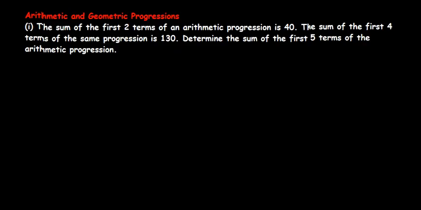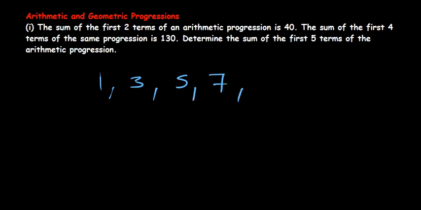So what's an example of an AP or an arithmetic progression? So 1, 3, 5, 7. This is where we have what we call a common difference. We are just adding a 2 to the previous term to get the next term. That's what an AP is. So it's a common difference there.